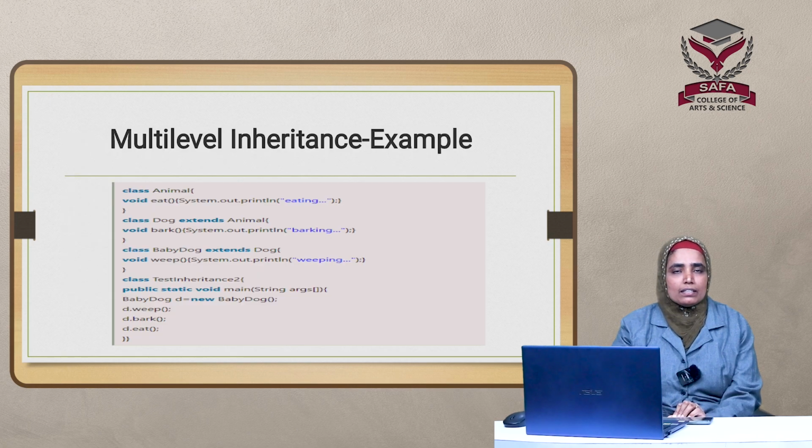Then let's see the example for multi-level inheritance. In this example, we have four classes. First class is animal class, second class is dog class, third class is baby dog class, and fourth class is test inheritance class. Here, animal class is base class of dog class, which is base class of baby dog class. Baby dog class can access the properties of dog class, which can access the properties of animal class. These are all about multi-level inheritance.